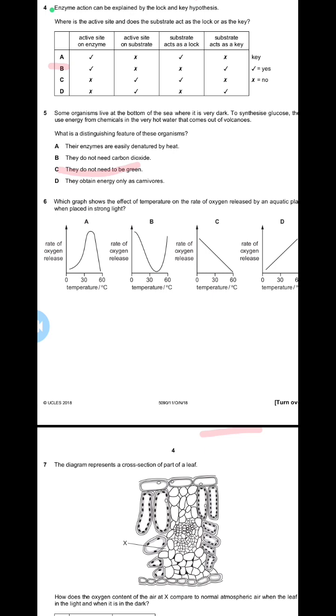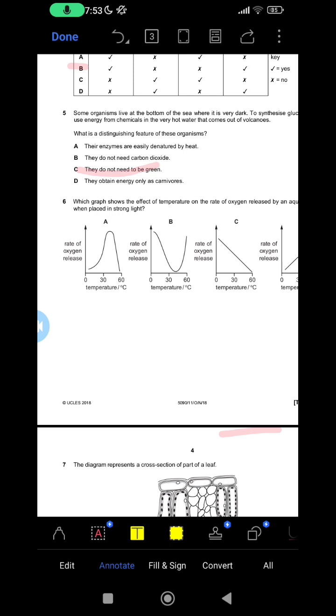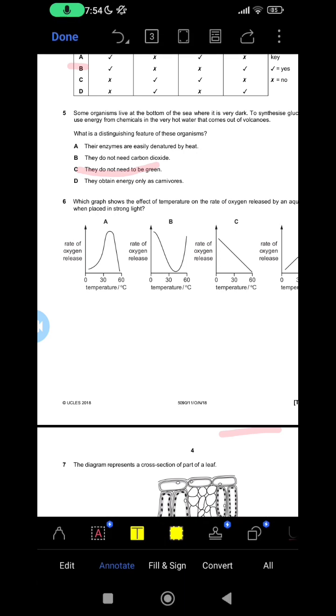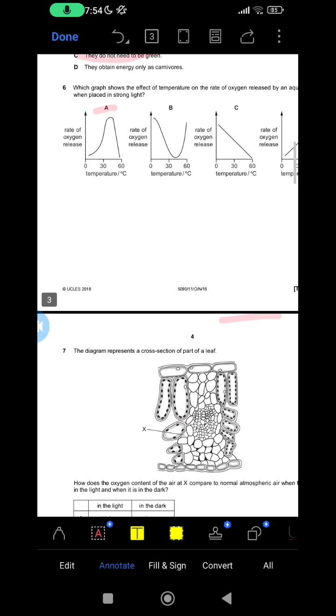C is also incorrect because it is showing an inverse relation, while there is no inverse relation between temperature and oxygen. Rate of oxygen increases as temperature increases till optimum. The other option is also incorrect because at the optimum temperature, which is right after 30, the rate of oxygen release should be maximum, but it is showing it as minimum. So A is the correct answer.